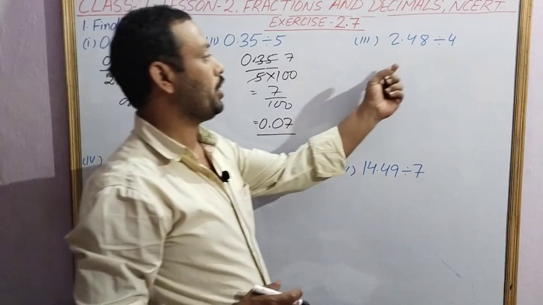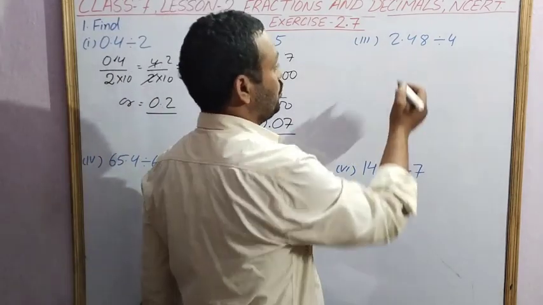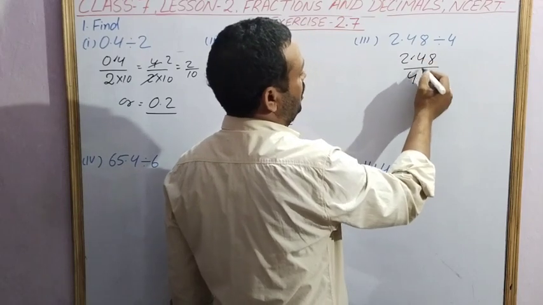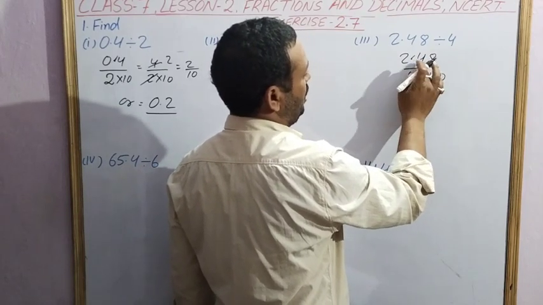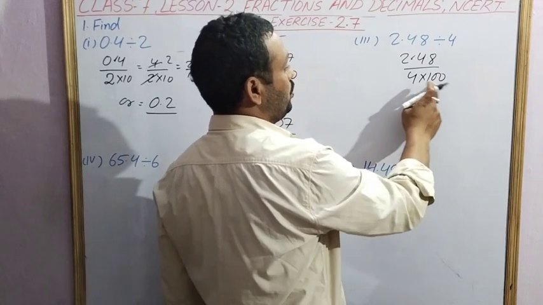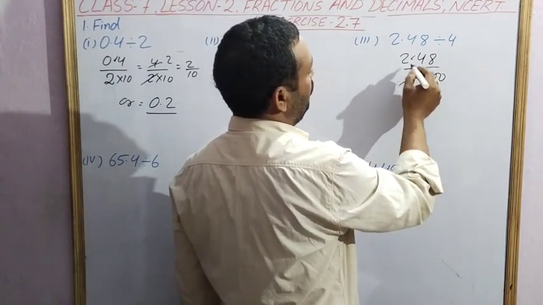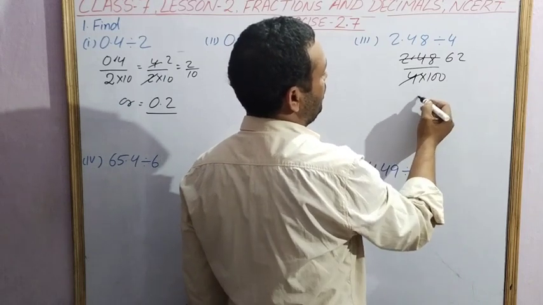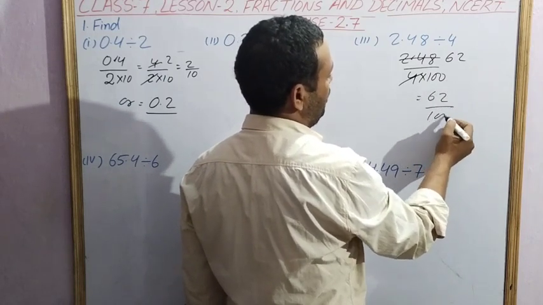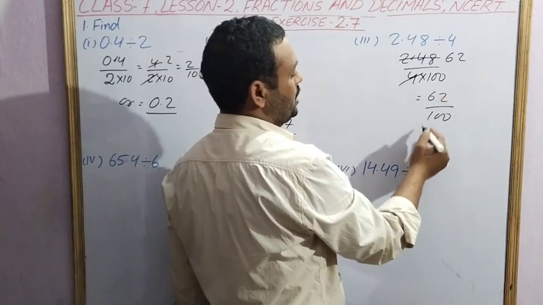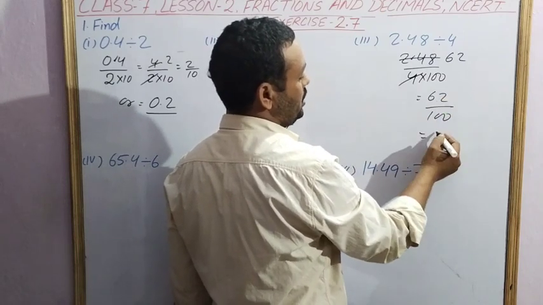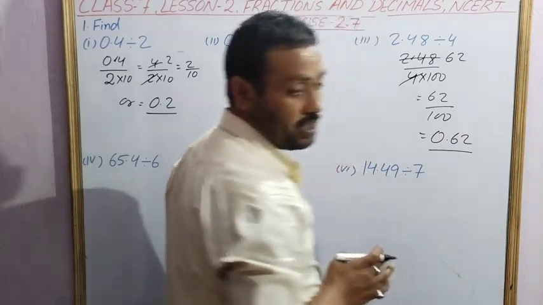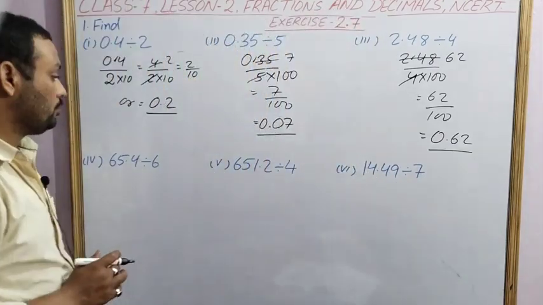Third one is 2.48 divided by 4. 2.48 divided by 4. Remove the decimal. Here we have 2 digits, so put 100. 4 times 6 is 24, 4 times 2 is 8, that is 62 by 100. Here we have 100, put the decimal after 2 digits, 1 digit, 2 digits, that means 0.62. Simple way. This is the simplest way to divide.